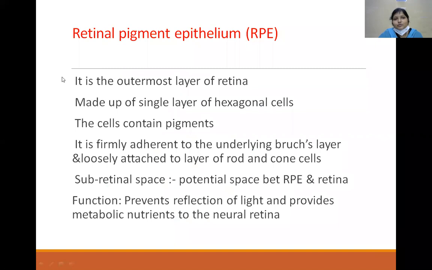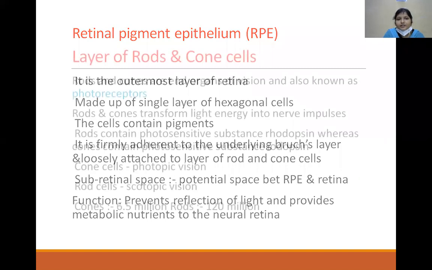First, the outermost layer is the retinal pigment epithelium. It is the outermost layer of retina, and it is firmly attached to the choroid by Bruch's membrane and loosely attached to the layer of rods and cones. So there is a potential space between RPE and rods and cones. What is RPE made up of? It is made up of a single layer of hexagonal cells with pigment in them. What is the main function of RPE? It prevents reflection of light and provides metabolic nutrients to the neural retina.